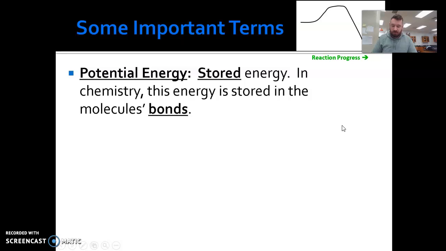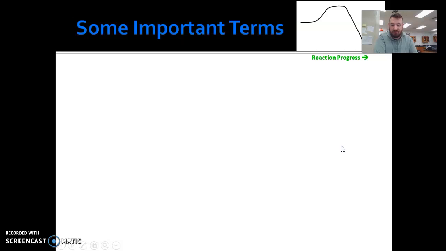So it looks like we're going back to page 25 to talk about potential energy. Potential energy, also known as stored energy, in chemistry, is energy that's stored in the molecules' bonds. So as we break our bonds, energy is released, and we see that in the form of an exothermic reaction.